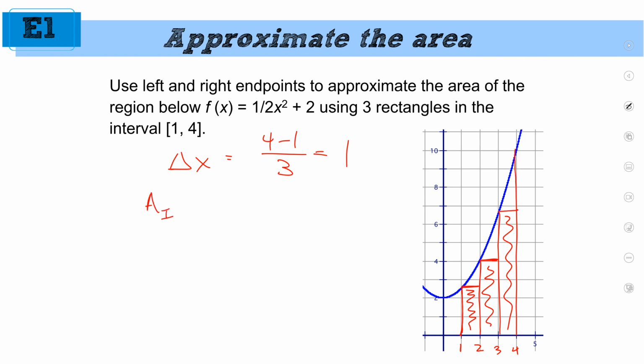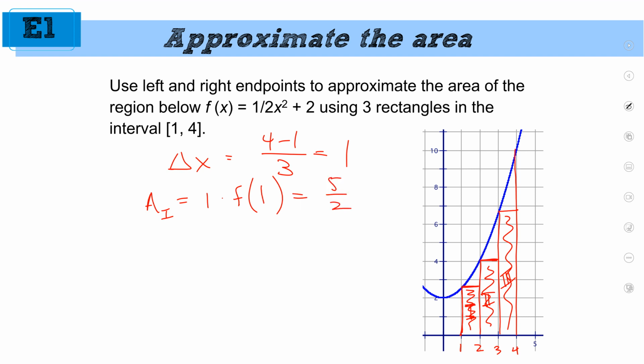Okay, area of region 1. So I'm going to call this region 1. This is region 2. This is region 3. 1 times f of what? Am I using f of 1 or f of 2? 1. Good. Don't rely on the picture. I gave you the function, so use the function. What's f of 1? Two and a half, also known as 5 halves. So this is f of 1, which equals 5 halves.